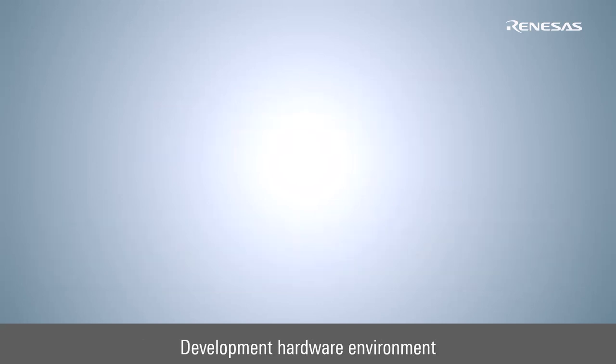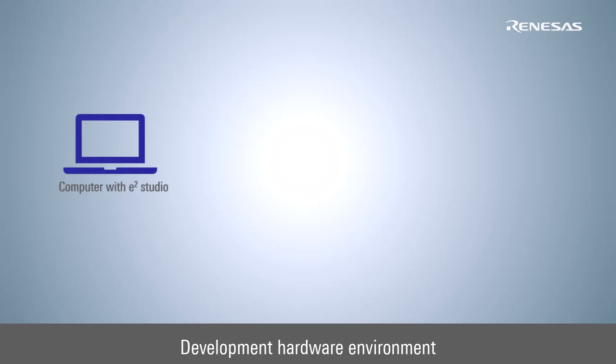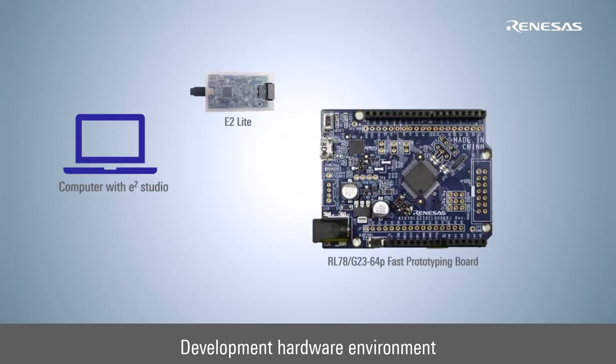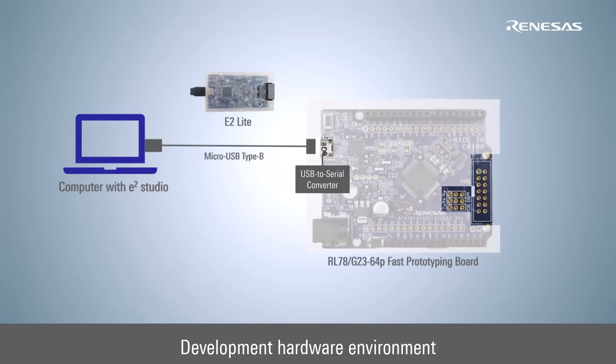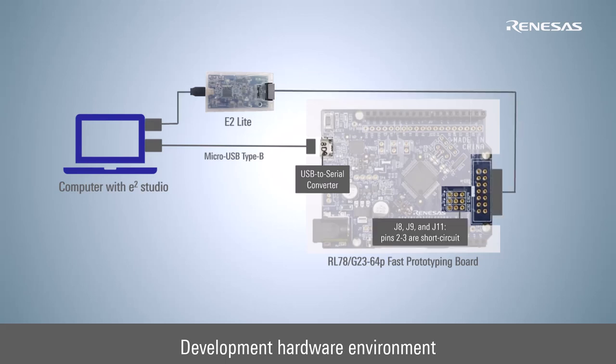For this demonstration, we will use a computer with e² studio installed, an E2 Lite as the emulator, and a Renesas RL78/G23 64-pin fast prototyping board as the target board. First, connect the USB to serial converter via a micro USB Type-B cable. Then, connect the E2 Lite and short-circuit pin 2 and pin 3 for J8, J9, and J11 on the target board.